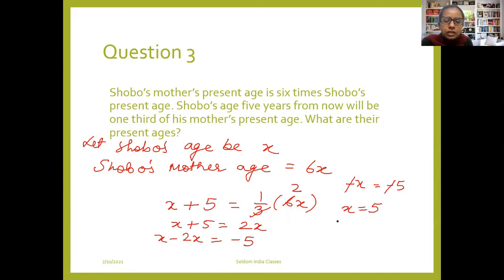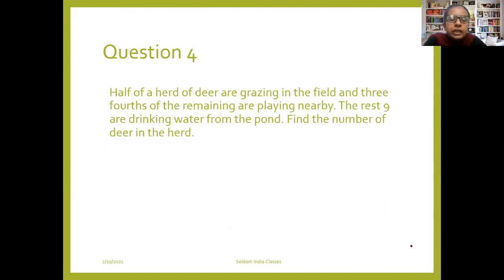So Shobo's age is 5 years and mother's age is 6 into 5, 30 years. Okay, so this is the solution. Now moving to our next question.